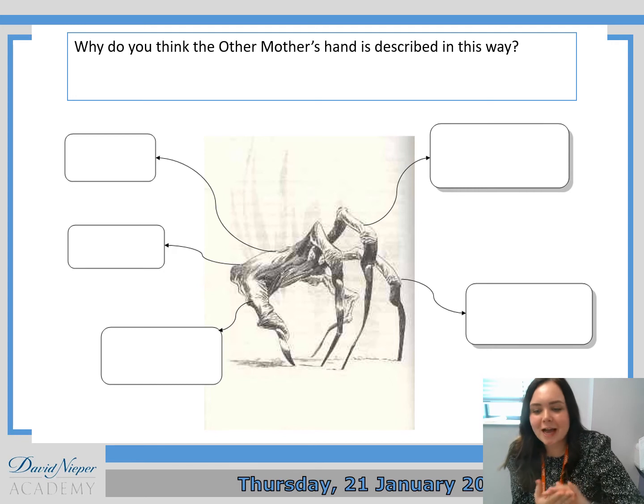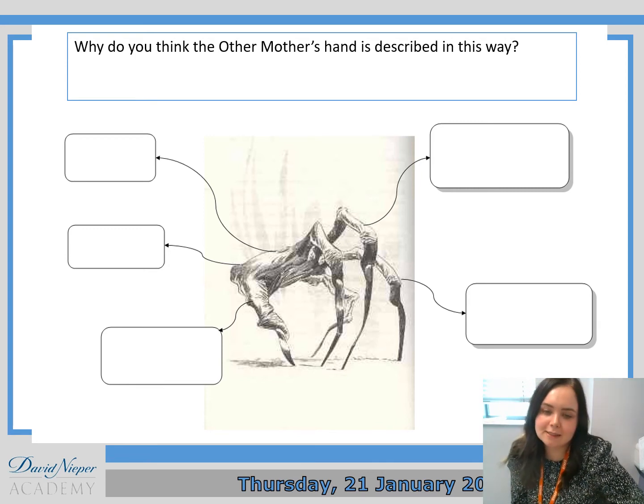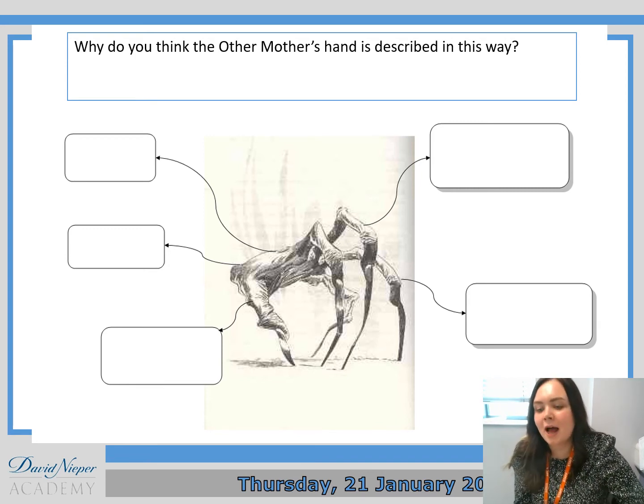So I asked you to have a think about why you thought that Neil Gaiman had decided to present the other mother's hand in this way, okay? And I think that he presents the hand in this way to make it seem like the other mother is still there. So even though she's not fully there, there's still a part of her chasing after Coraline, and there's still a part of her that's kind of going to get her. So there's a little bit of tension there.